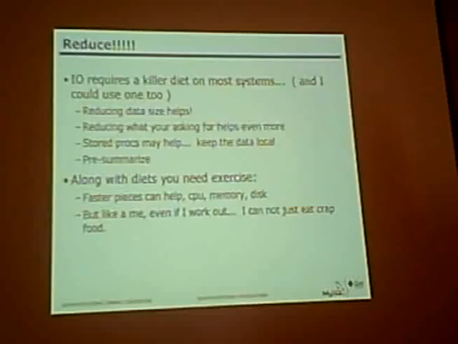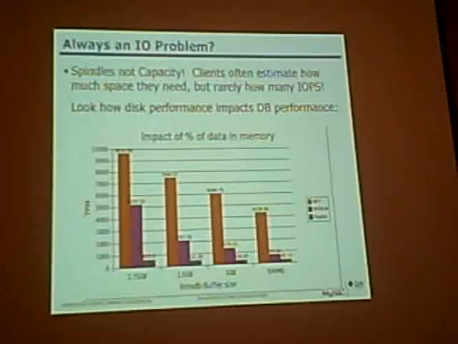Stored procedures can also help, so you don't have to transfer data across the network. That can end up being a pretty big savings. Pre-summarizing data, okay, that can also help. And obviously buying faster equipment when you can afford it. But generally it's a combination. Eventually adding more CPUs, memory, and disk is not going to overcome all of the problems that you have if you haven't reduced your size.